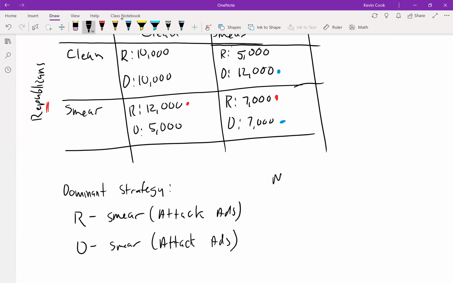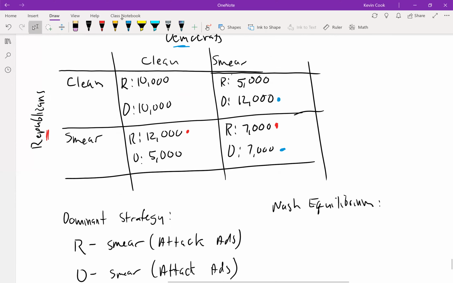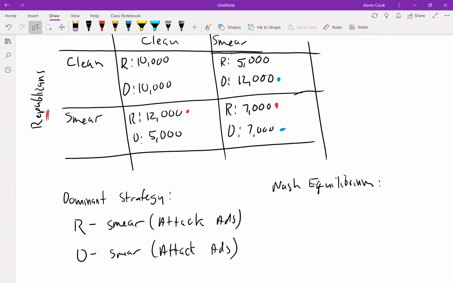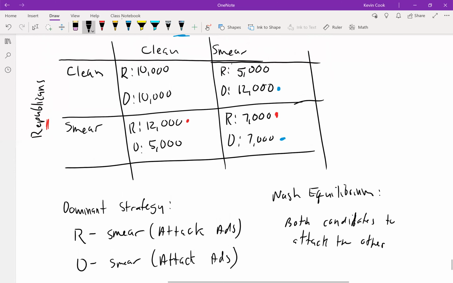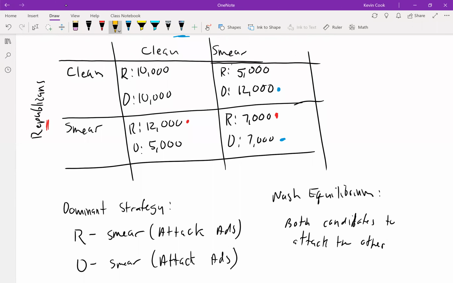And we'll see that our Nash equilibrium, and I'm just going to get to it rather than going through every situation, by the same application as before, is for both parties to smear, for both candidates to attack the other. And that's the Nash equilibrium, which would be this case down here.